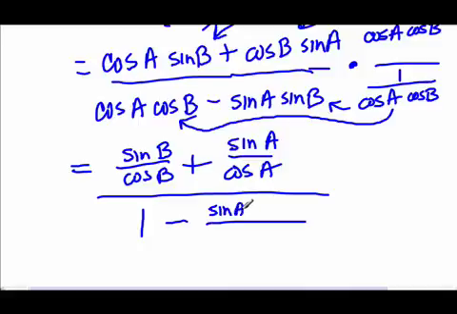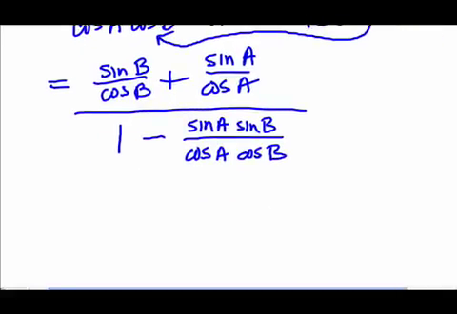Sine A over cosine A times, well, I'm making it sound more difficult than it is. It's going to be negative sine A sine B on top, and on the bottom we're going to have cosine A cosine B. All right. Now we can clean this up a little bit more, make it look a little bit more friendly.